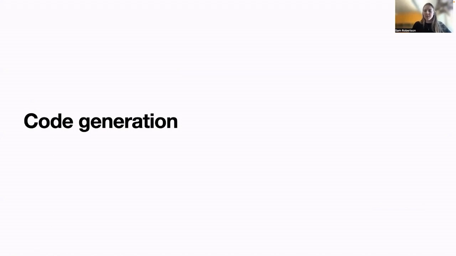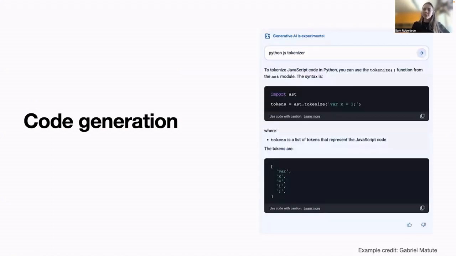Another example is code generation. A friend of mine was recently looking for a Python function that would tokenize JavaScript code. He searched Google for this, and he had their new generative AI feature turned on. And it gave him back this, which to me looks like reasonable Python, right? That looks Pythonic. And the output is exactly the output that he's looking for.